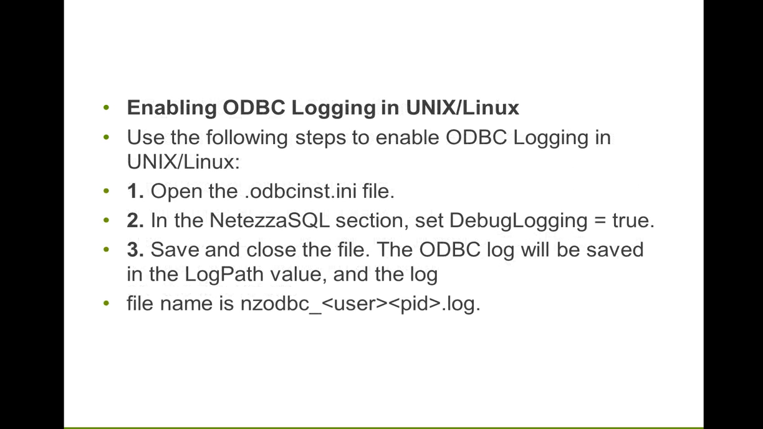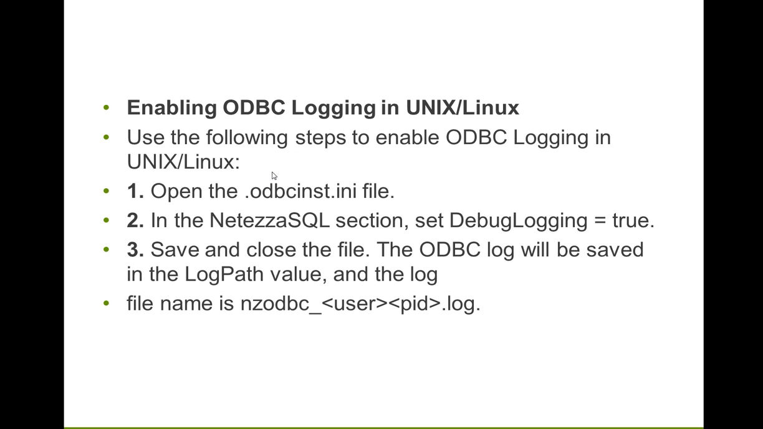So in order to enable this debug logging, after the environmental variables are set, we would go to this file, odbcinst.ini or .odbcinst.ini, and in the Netezza SQL section, when we open this file, we'll set the debug logging equal to true and provide a log file path where the debug log needs to be generated. We'd save this file and run a Netezza session through our application for us to get the debug logging.